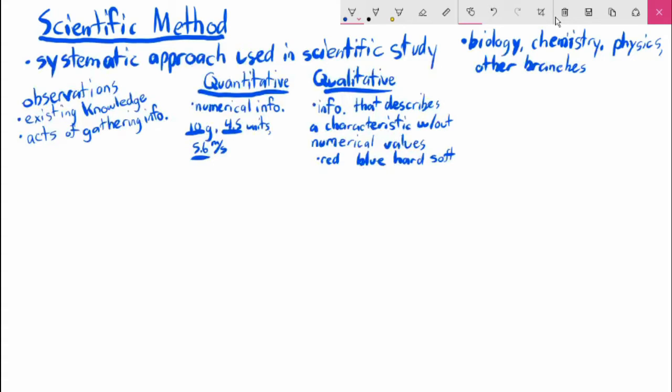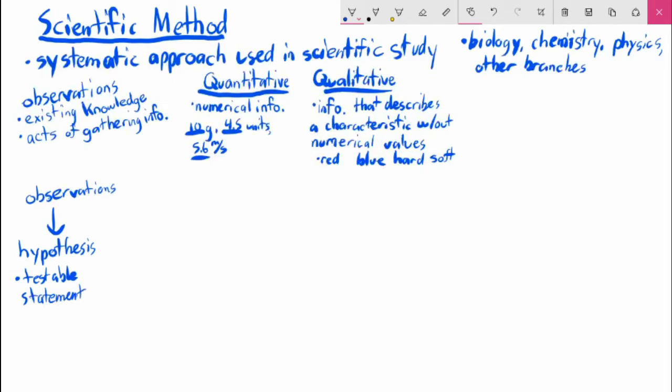And so from these observations, we have observations. Again, from observations, it moves into making a hypothesis. And so a hypothesis is a tentative explanation for what has been observed. We're just going to shorten it down to a testable statement. A hypothesis is something you say that you can test.